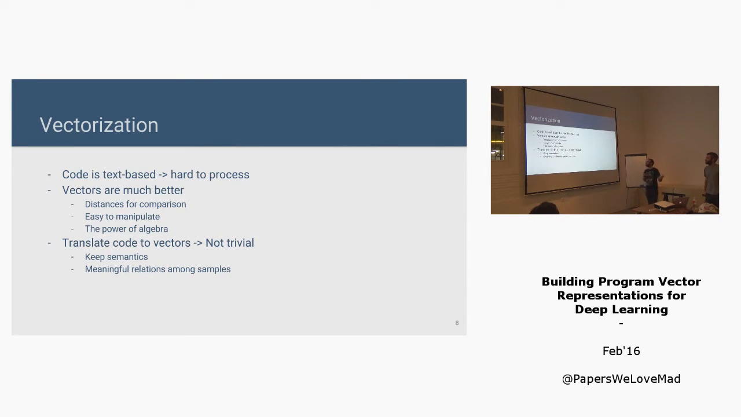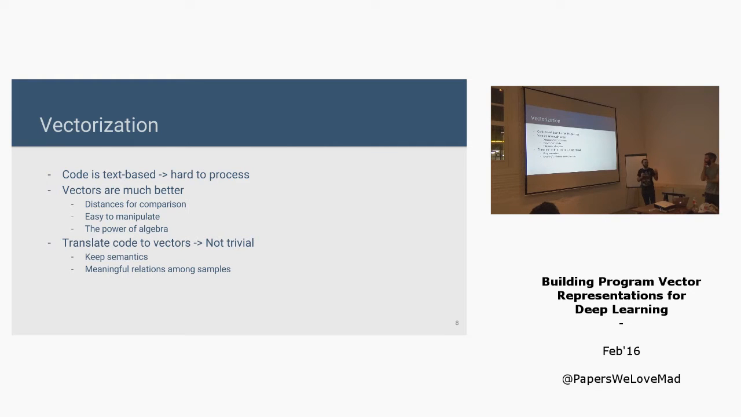Why vectors? Not only for deep learning. Also, if we have vectors, we can apply distances like the Euclidean distance, cosine distance, and these operations should be meaningful. They should give us a semantic relationship between the elements that are represented by these vectors. It's easier to manipulate. You can move them to different spaces. There's a lot of things you can do. In the end, it's algebra there.